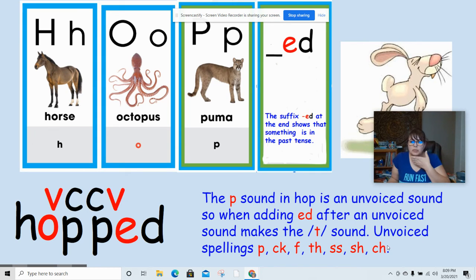Unvoiced sounds means that you touch your throat right here and you make the sound for the letter P, which is p. There's no vibration in your throat because you're just throwing out air when you say the sound. So there's no vibration. That's called an unvoiced. Because it's unvoiced, the E is silent and it makes a T sound. So we say hopped, hopped, one syllable.